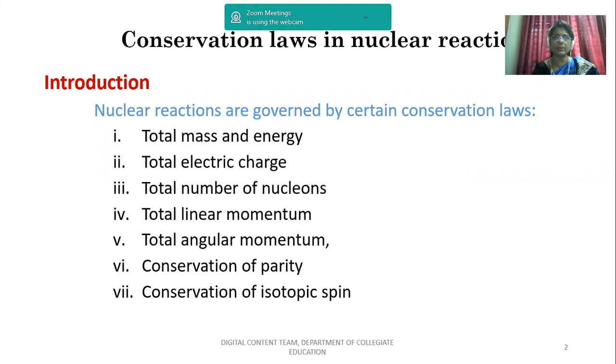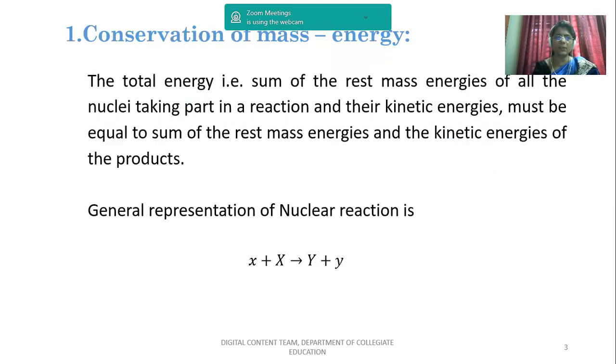Some physical quantities that get conserved in any nuclear reactions are total mass and energy, total electric charge, total number of nucleons, total linear momentum, total angular momentum, conservation of parity, conservation of isotopic spin, and so on. Let us try to understand each one of them in detail.